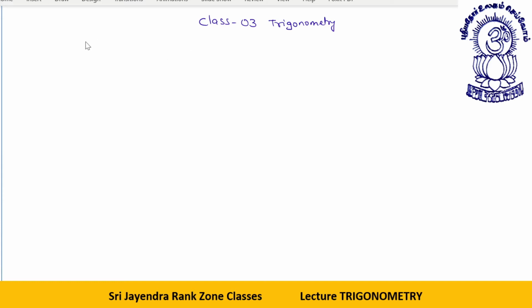There will be three types which I'll be covering. First type, Pythagoras theorem based. Second is where you will be given sine theta plus sine square theta is equal to 1, or cos theta plus cos square theta is equal to 1.